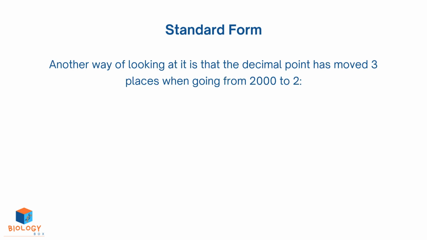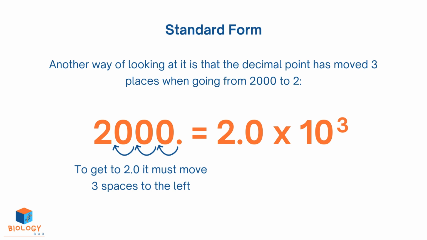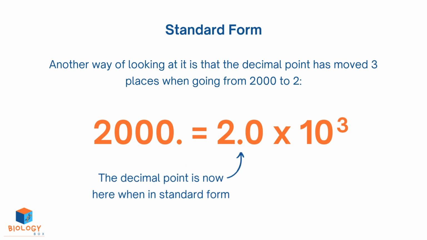Another way of looking at it is that the decimal point has moved 3 places when going from 2000 to 2. The decimal point starts here. To get to 2.0, it must move 3 spaces to the left. The decimal point is now here when in standard form. It has moved 3 spaces across, so n is 3.